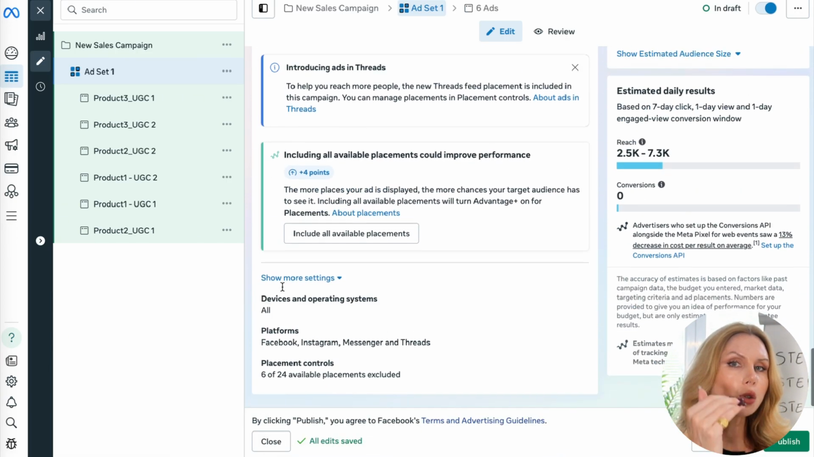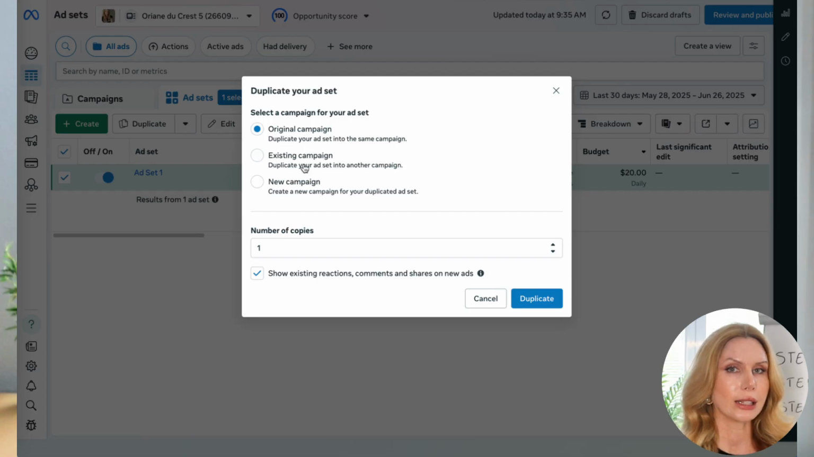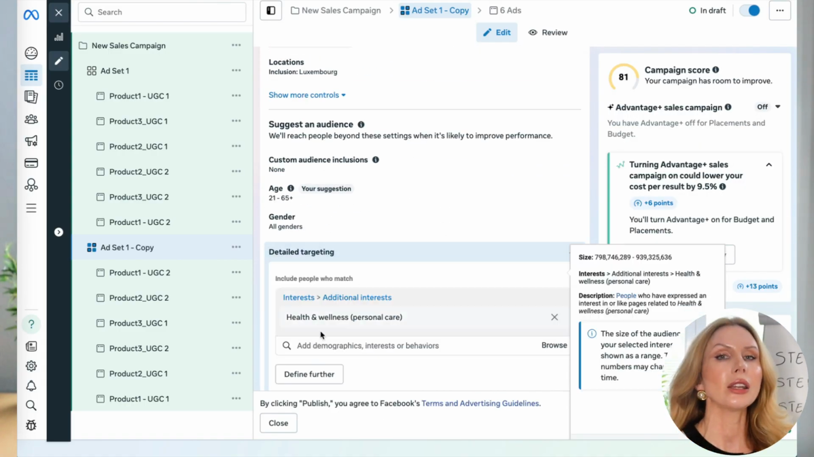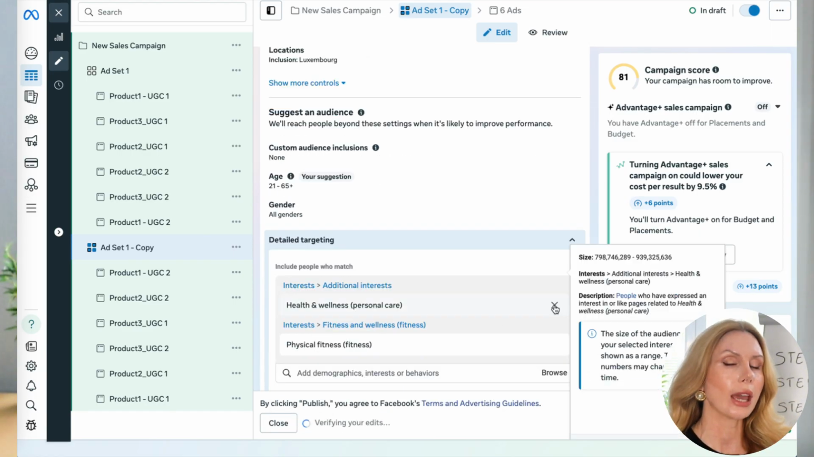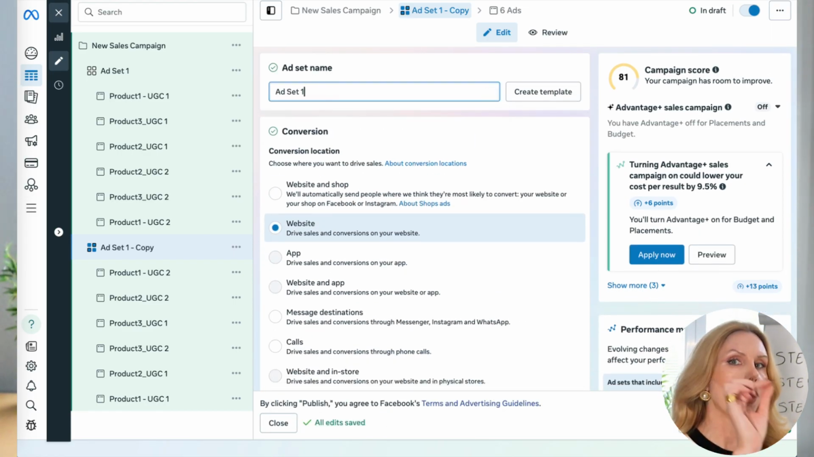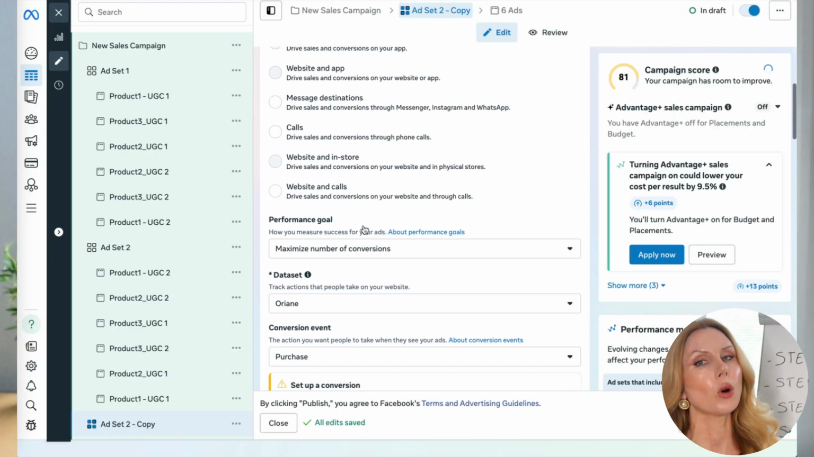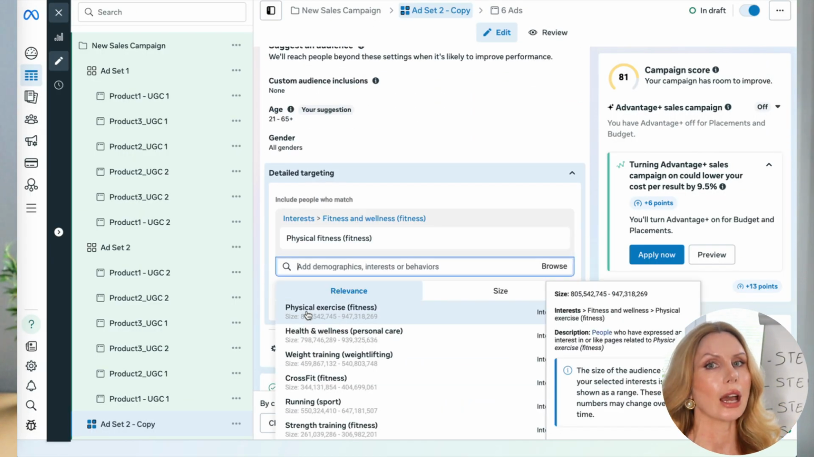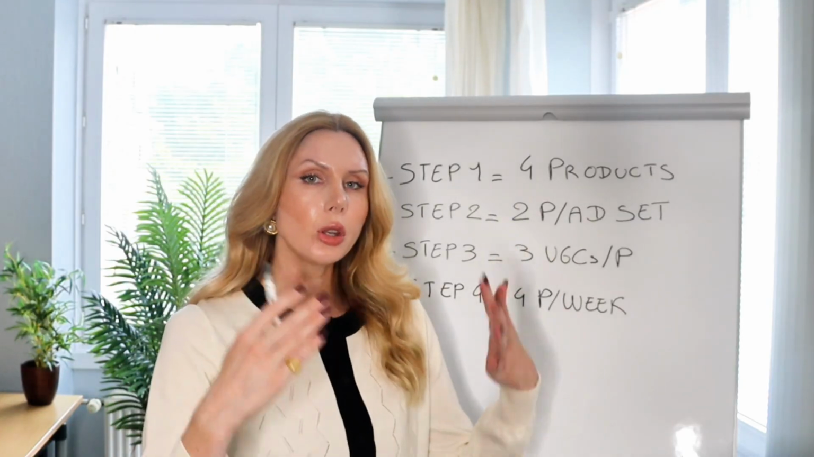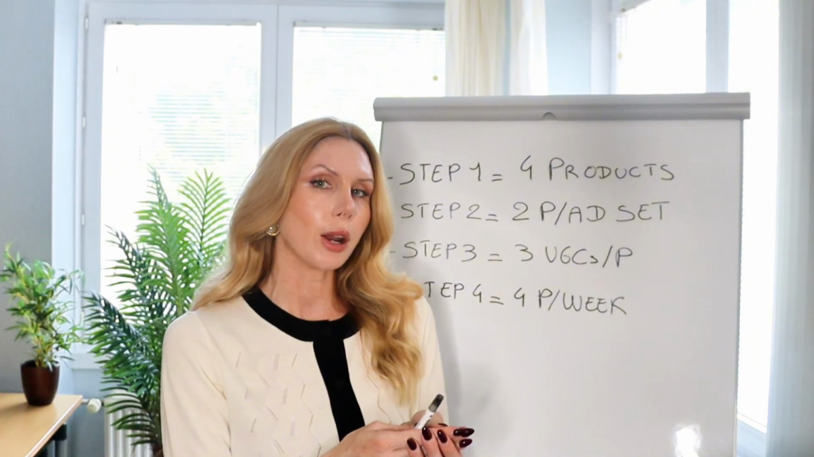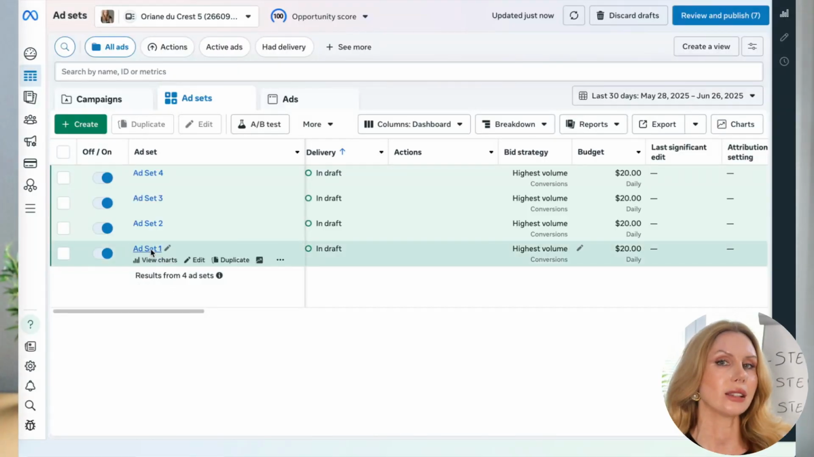You always want to have 4 different ad sets per campaign, which means that you have 4 different audiences per campaign, okay? As you have 4 ad sets, 1 ad set equals 1 audience. So 4 ad sets equals 4 different audiences that you're testing at all times. So after you have your 4 ad sets set up, you want to test 2 different products per ad set. You want to split test them.